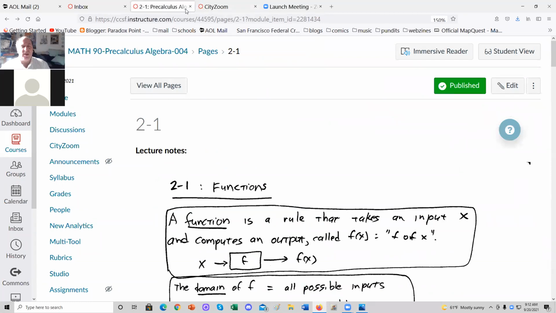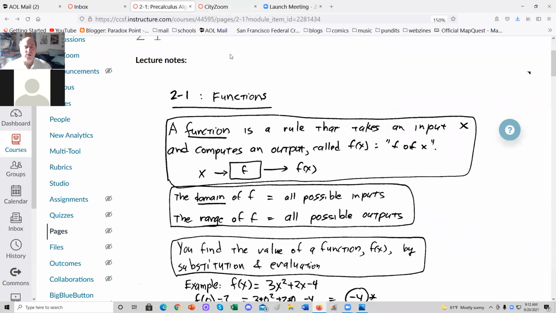For today, we'll be doing sections 1 and 2 of chapter 2. 2.1 is about functions, 2.2 is about graphs of functions. Okay, a function is a rule. It takes an input x and computes an output called f of x. Think of f as a box, a calculator like this is a box full of functions. Start with a number, you put it into f, out comes f of x.